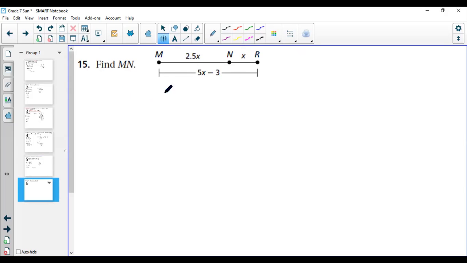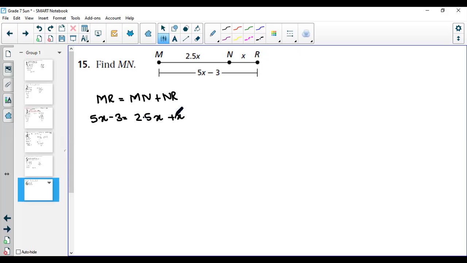Okay, this last question here. You have to find MN. So let's write the equation first. Always start by writing the equation. MR equals MN plus NR. Okay. MR is 5x minus 3 equals 2.5x plus x, because NR already they gave us as x. Now, all you need to do is solve them.